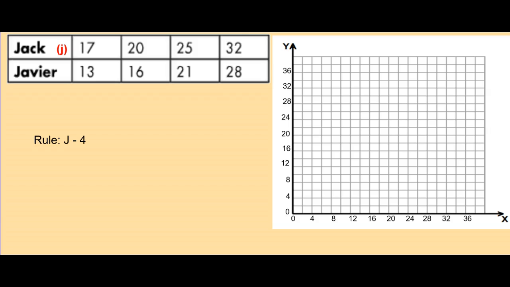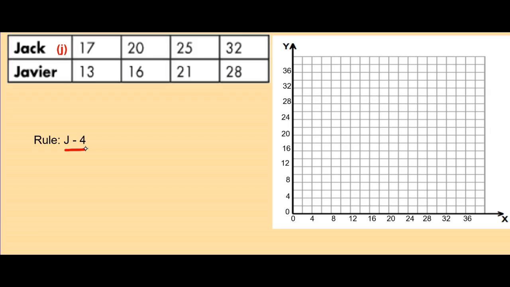So this is day 2 of pattern tables, and today we're going to add some graphing into our tables. This should look a little bit familiar from yesterday. We talked about this problem with Jack and Javier, and in this problem we said that the rule was J for Jack minus 4 is what we would do in order to find Javier.